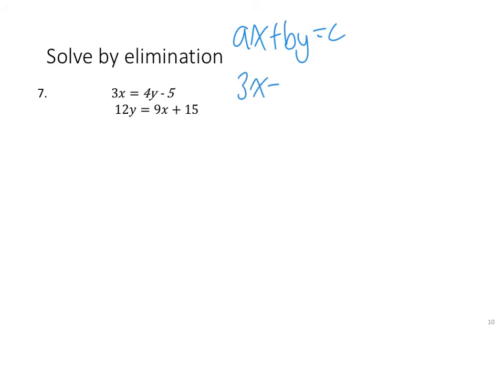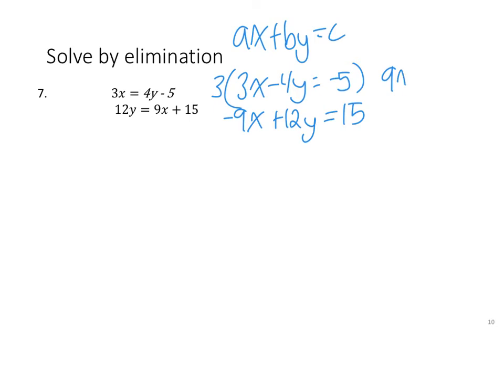So it would be 3x minus 4y equals negative 5. And then I'm going to move my 9x over, so it'll be negative 9x plus 12y equals 15. To get rid of, I'm just going to get rid of my x. I'm going to multiply everything by 3. 3 times 3x equals 9x. 3 times negative 4 gives me negative 12y. 3 times negative 5 gives me negative 15.